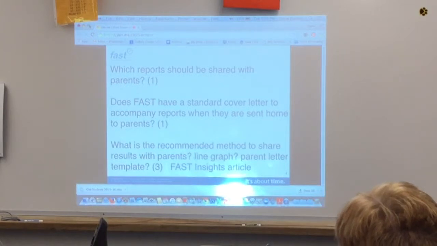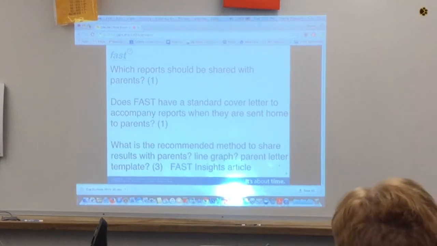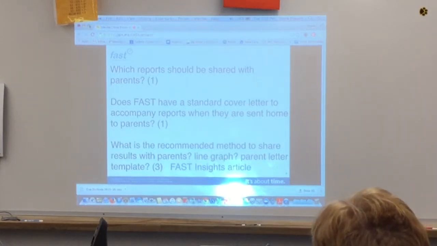And then the recommended method to share results with parents: line graph, parent letter, or template. I don't know, have any of you ever gone to Fast Insights?